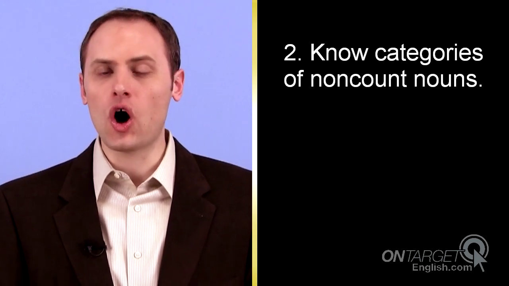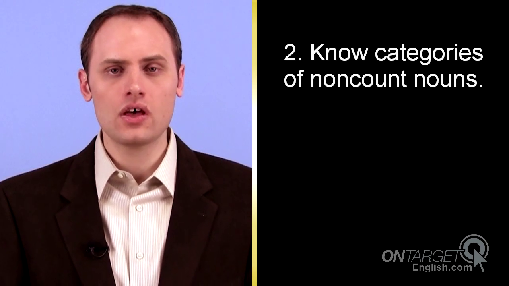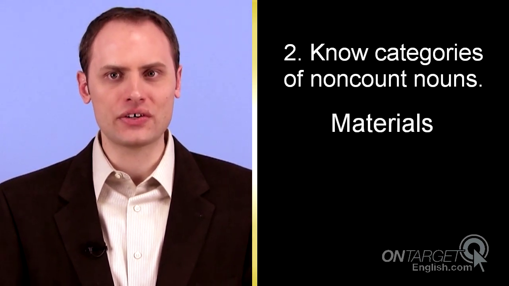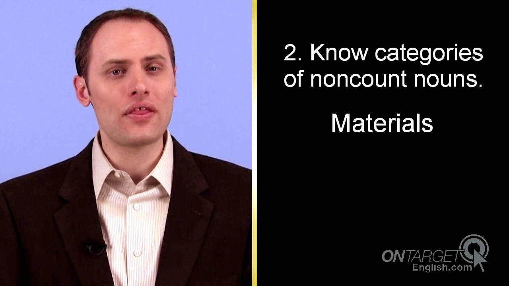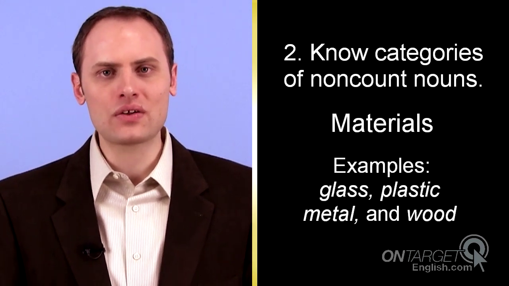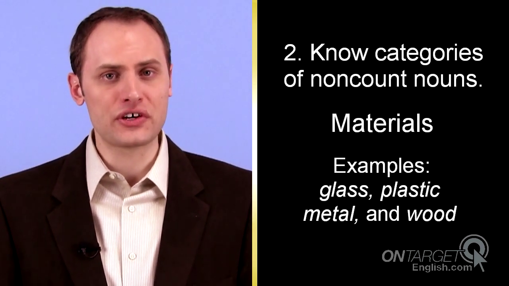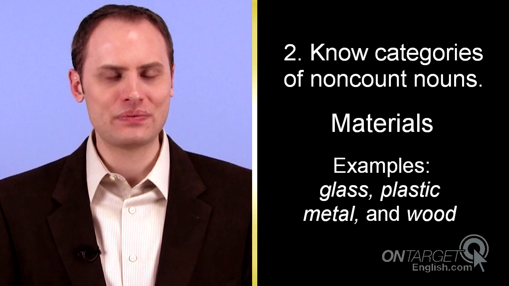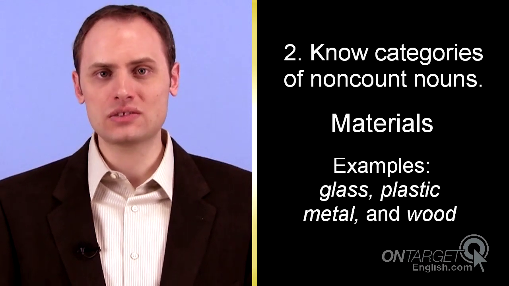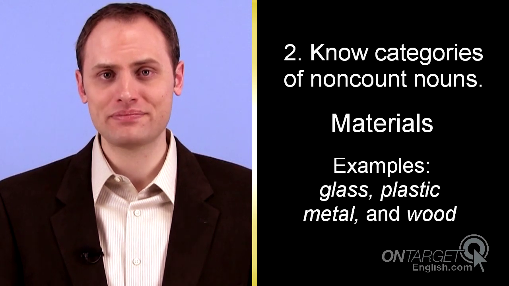Second, there are certain categories of nouns that are usually non-count. These nouns are not always non-count, but they usually are. One category is materials. In other words, what things are made out of. Glass, plastic, metal, and wood are examples. When these words represent materials, they are non-count. Do not add s to these words when they refer to the material that makes up a product.